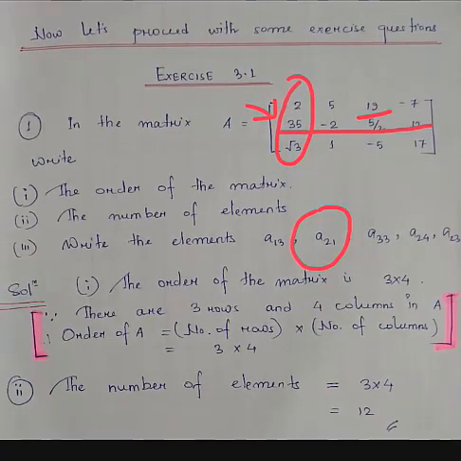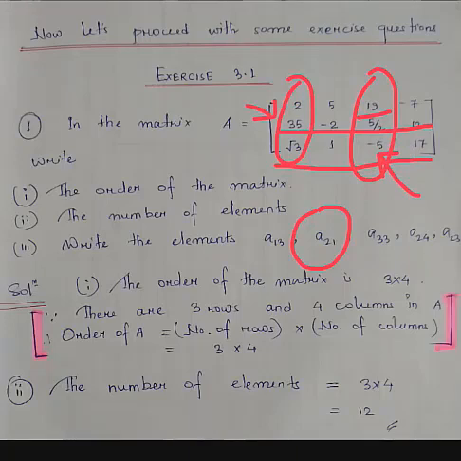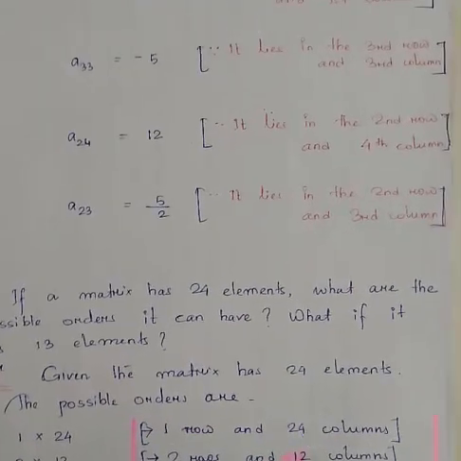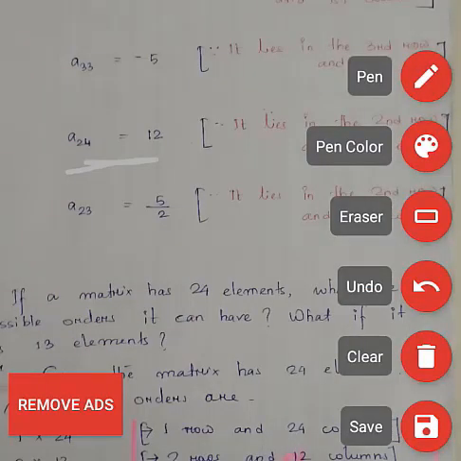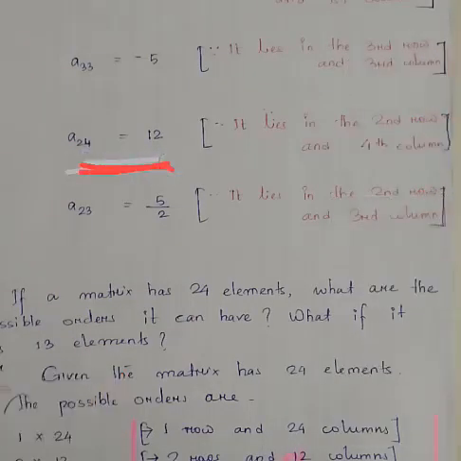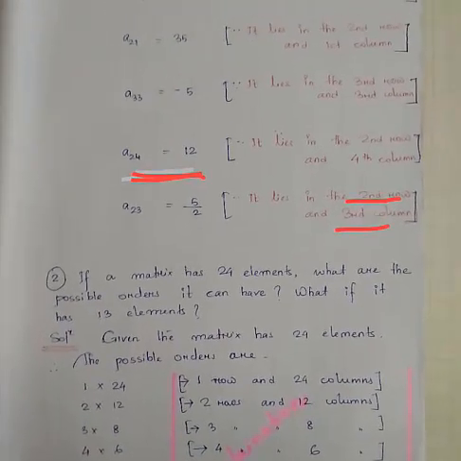Similarly, A33 is the element lying in the third row, third column. Third row is this, third column is this. So the element present here is A33. Similarly, you can find out the positions of A24 and A23. The value of A24 is 12 and that of A23, which lies in the second row and third column, is 5 by 2.